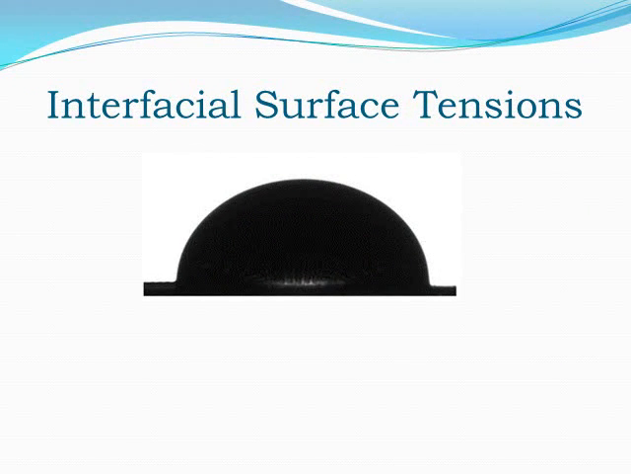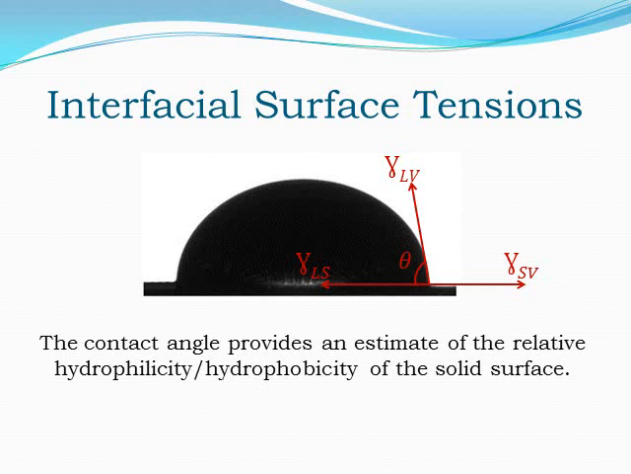A droplet of fluid on a solid forms a three-phase contact point, which is characterized by the surface tension for the liquid in equilibrium with its own vapor, the surface tension for the solid in equilibrium with the vapor of the liquid, and the surface tension for the solid-liquid interface at equilibrium. The angle between gamma LV and gamma LS is known as the contact angle theta, and it provides a rough estimate of whether a particular surface is hydrophilic or hydrophobic.